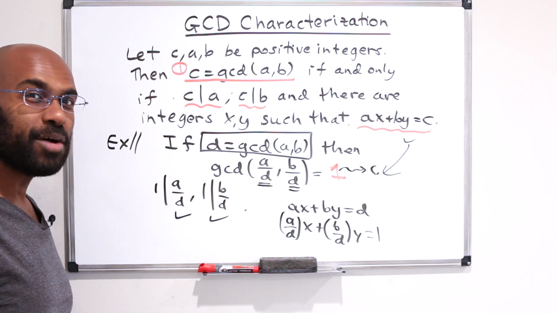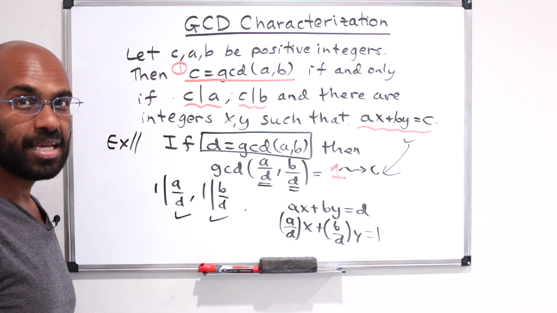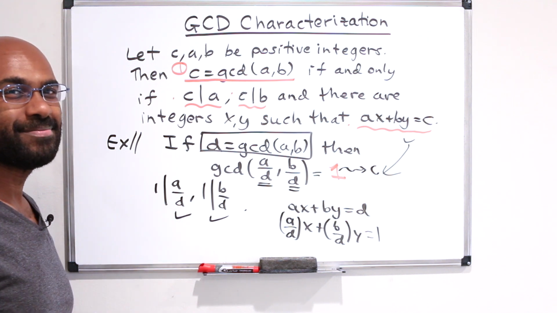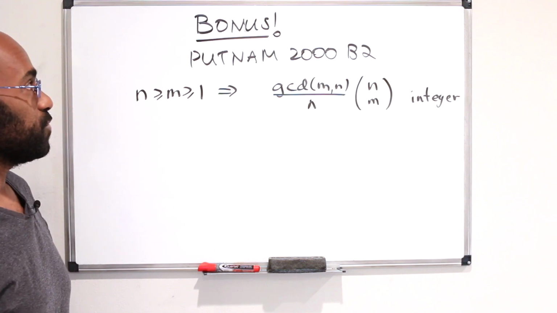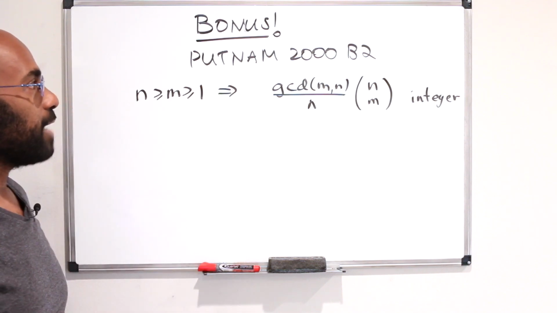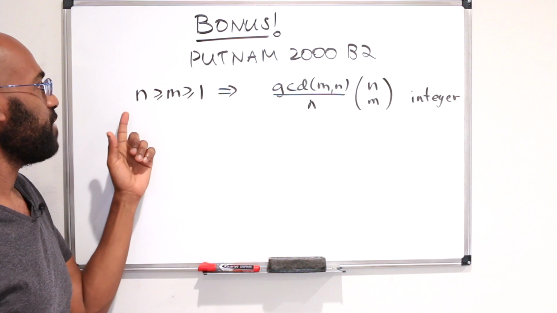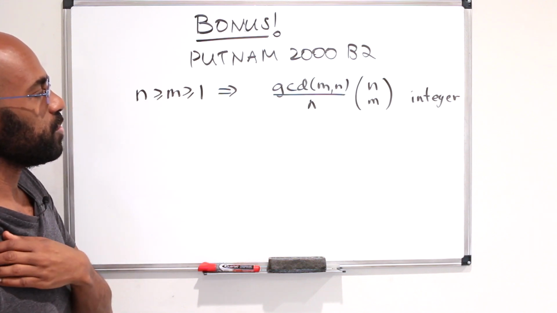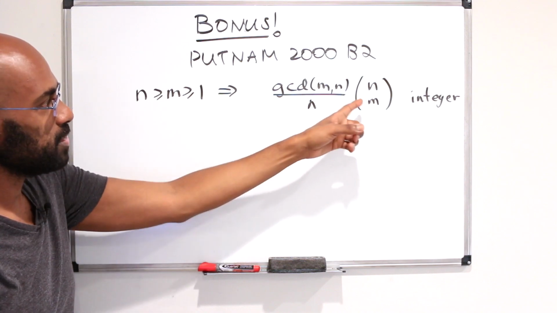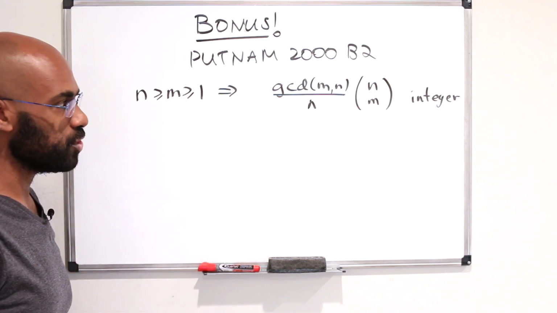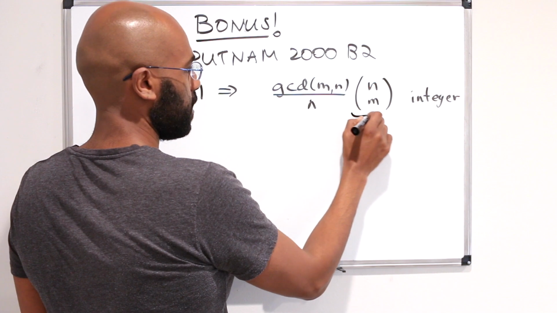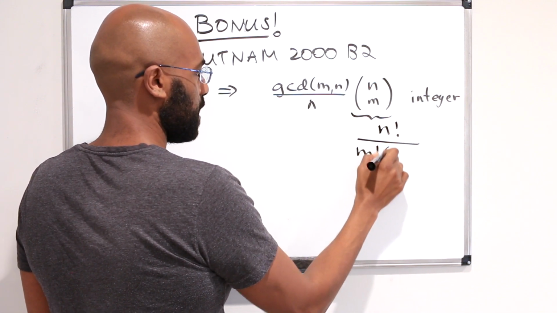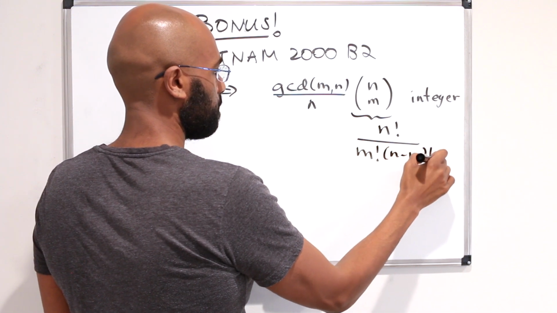All right, so let's look at one last problem using Bezout's lemma. That's a bonus problem for this video. So the problem we're going to solve using Bezout's lemma is Putnam 2000 number B2. And it says if you have n greater than or equal to m greater than or equal to 1, then this expression right over here, the GCD of m and n divided by n times n choose m is actually an integer. Now what this quantity here is, is n factorial divided by m factorial times n minus m factorial.